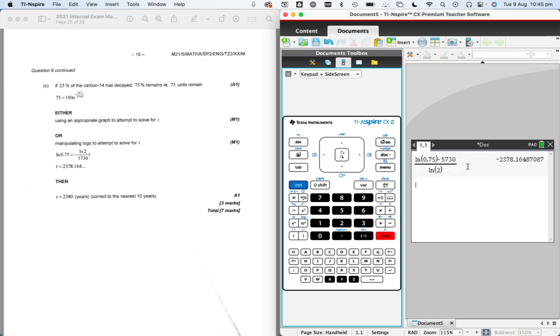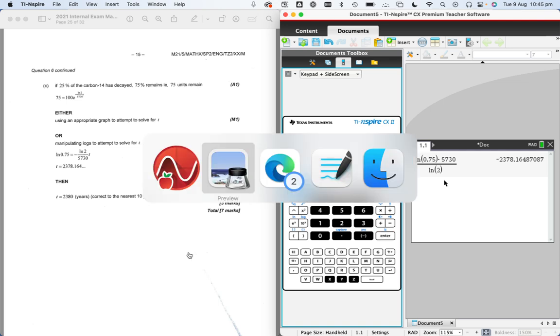Get negative 2378. You can see there's a negative there, negative t. Divide both sides by negative 1 to get 2378.164, as you can see is the answer there. It says to the nearest 10, so that would make it 2380. So that's it. I just wanted to show you how you can use the calculator button to solve that using natural logs. That'll do for this one.